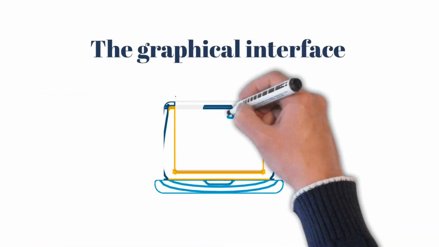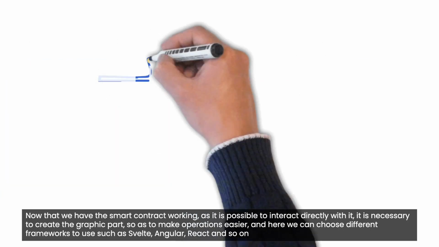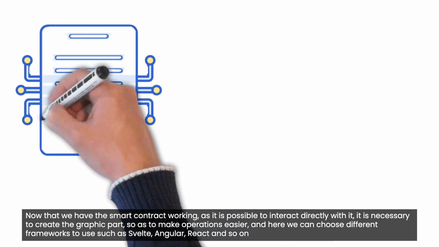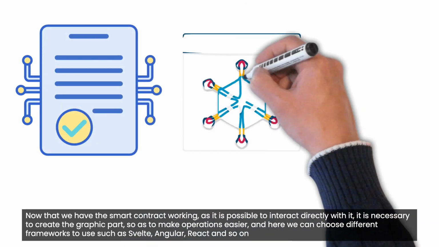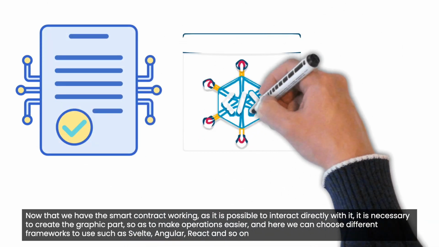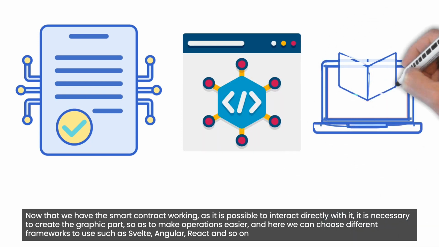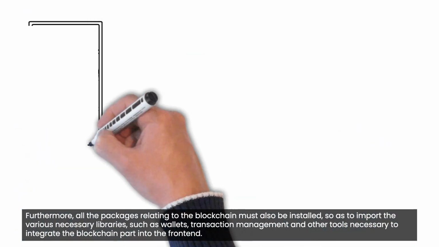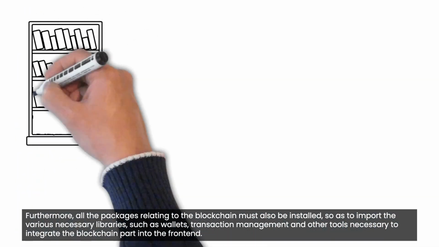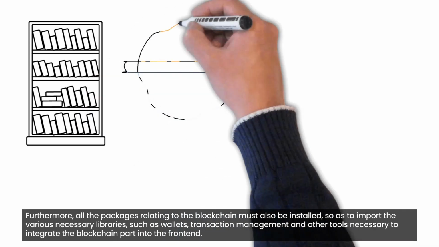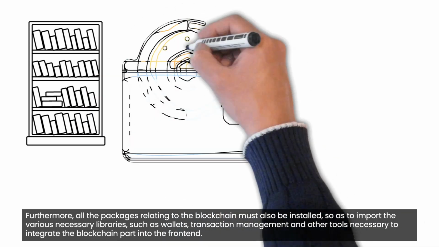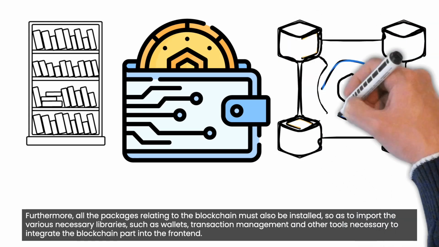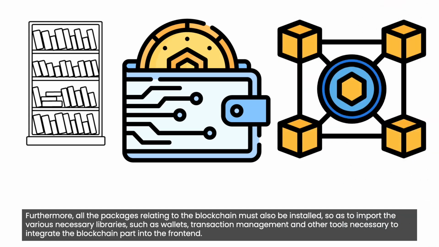The graphical interface. The front end. Now that we have the smart contract working, as it is possible to interact directly with it, it is necessary to create the graphical part so as to make the operations simpler. And here we can choose different frameworks to use, such as Svelte, Angular, React, and so on. In addition, all the packages related to the blockchain must also be installed in order to import the various necessary libraries, such as wallet, transaction management, and other tools necessary to integrate the blockchain part into the front end.